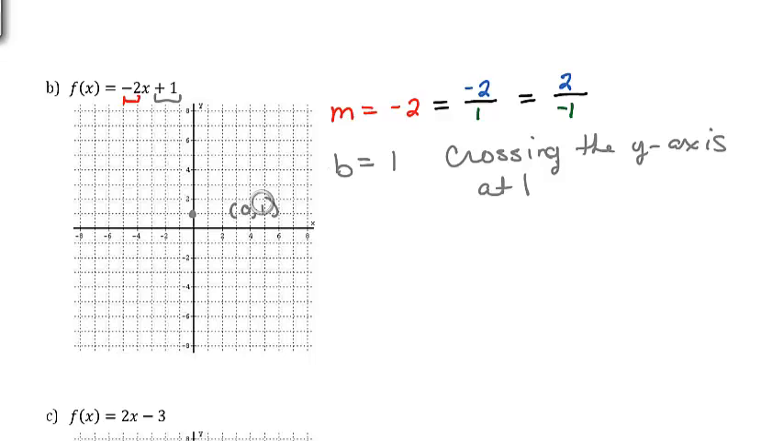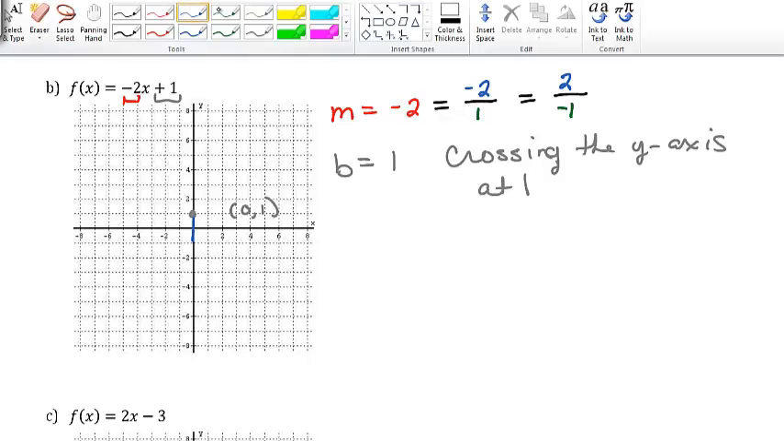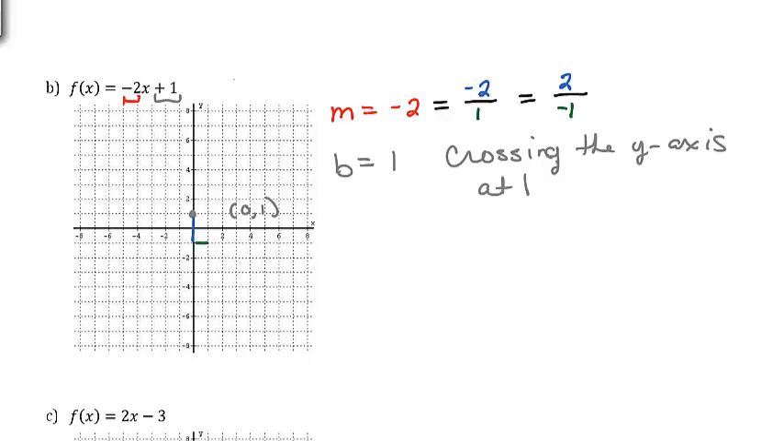So from this original point that we had, we're going to rise -2, that means go down 2. And then we're going to run +1, which means go right 1. And that gives us a new point on our graph. And that new point on our graph is the point 1, -1.